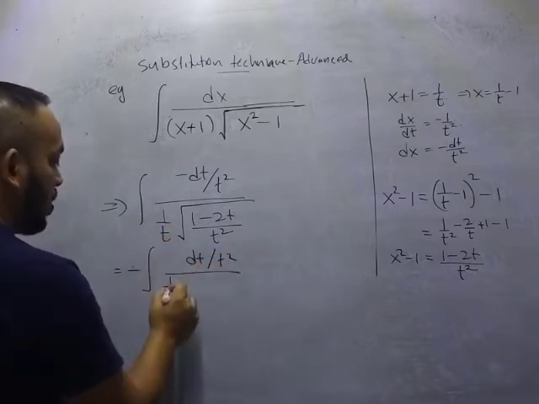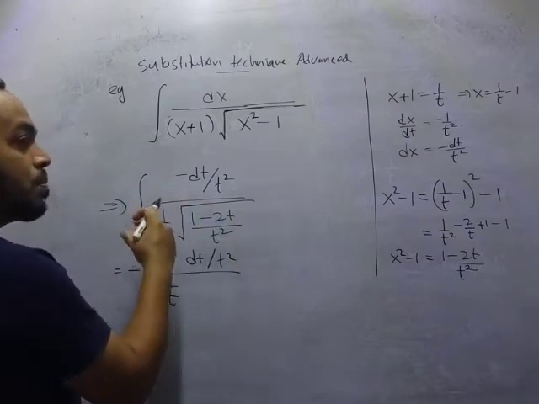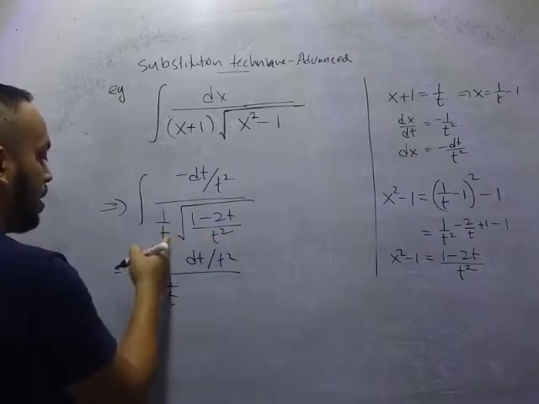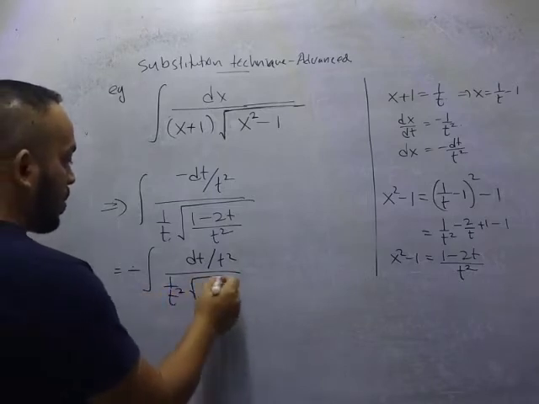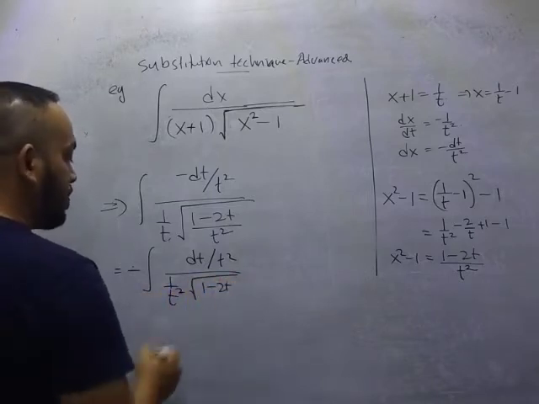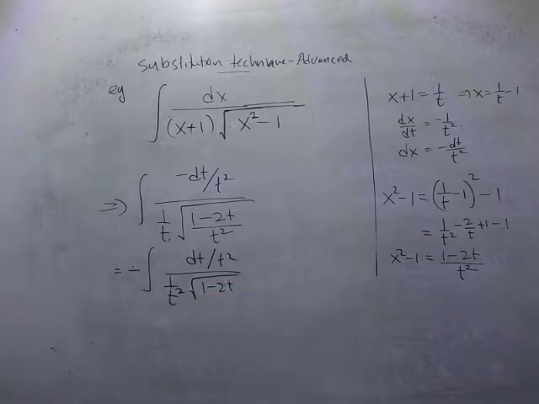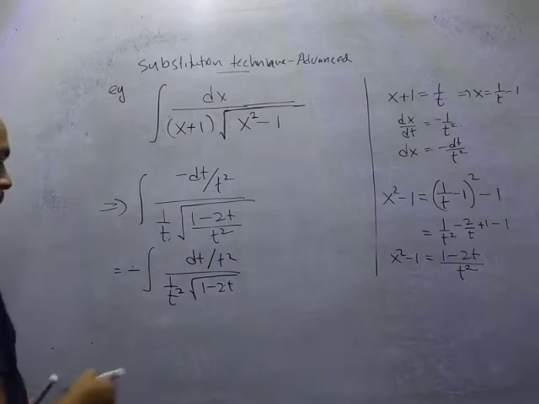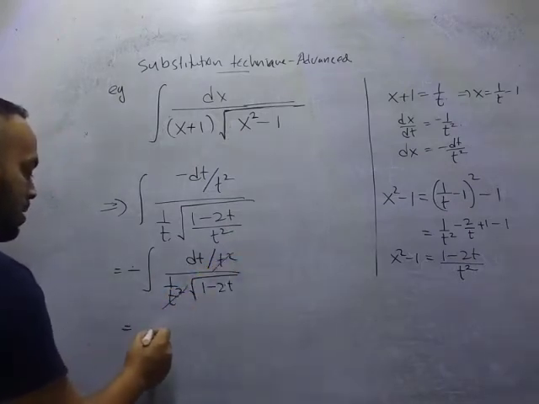So this becomes 1 over t. From this I can take t squared, but what comes out will be the t. So 1 over t from this t gets t squared. So inside the square root we have 1 minus 2t. You can see why we did this substitution. Now I can see here that this t squared cancels out this t squared. These two cancel out. Now let's see what remains.